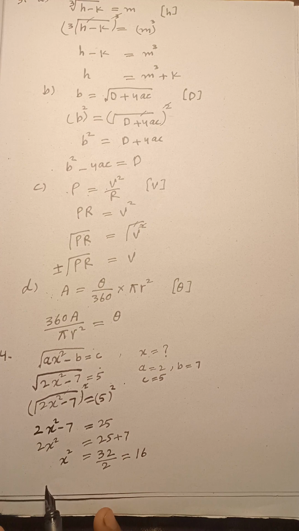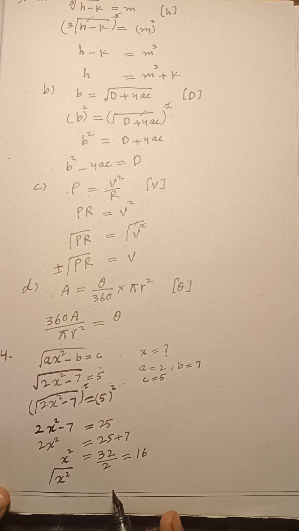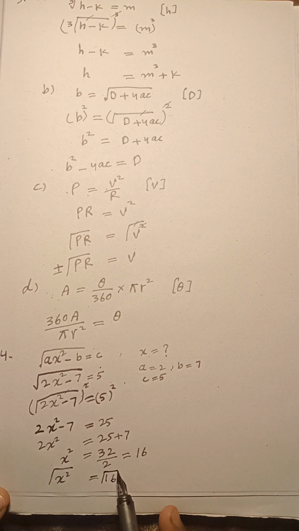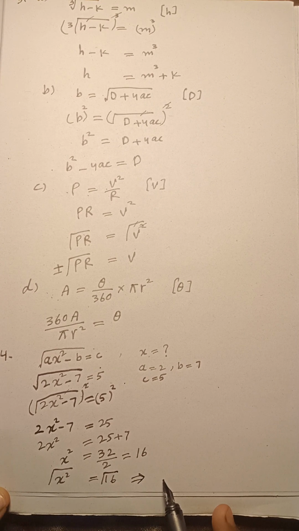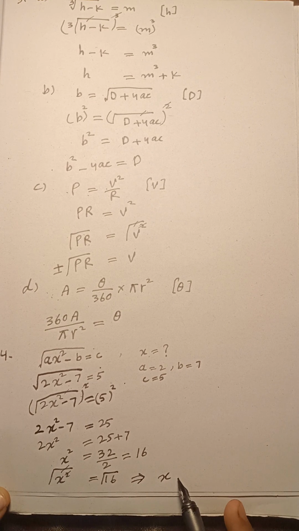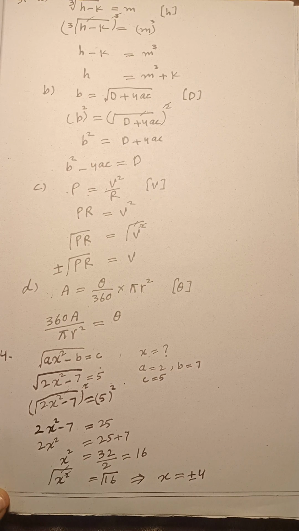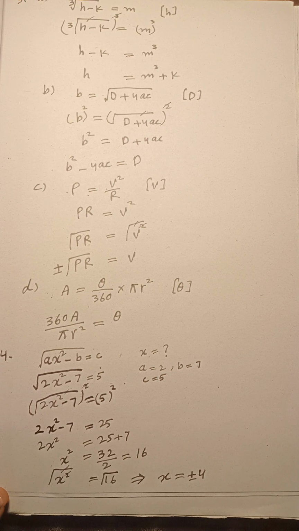We have to remove the square of x, so we will take under root on both sides, also of 16. After taking under root, you know that x square will be cancelled out by the under root, and 16 after taking under root will become plus minus 4. So our answer is plus minus 4. So this is the first method to solve this question. You can solve it simply by making x the subject and then by putting the values.